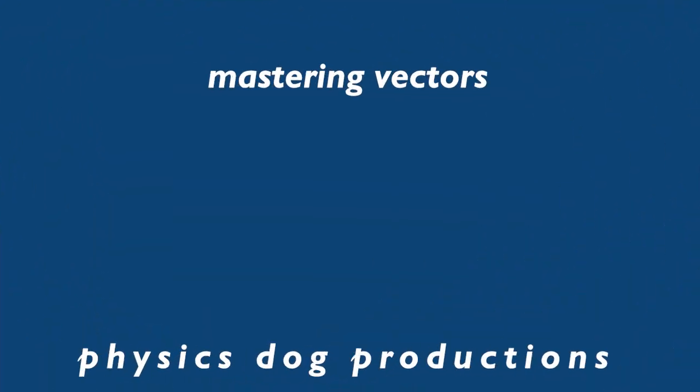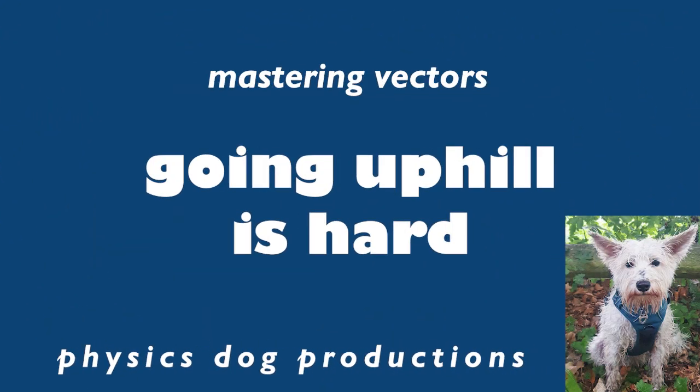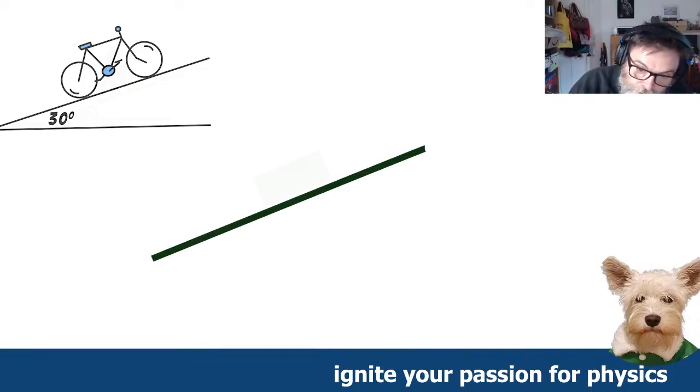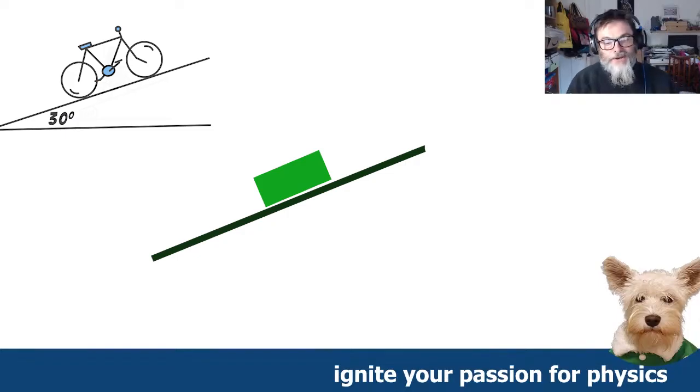In this video, the third in my series on mastering vectors, we're going to look at everybody's favourite question, forces on a slope. Yay, more vector components. There's the slope, and I'm going to put the cycle as just a box. It's too hard to draw any other way. What forces are acting on the bike?